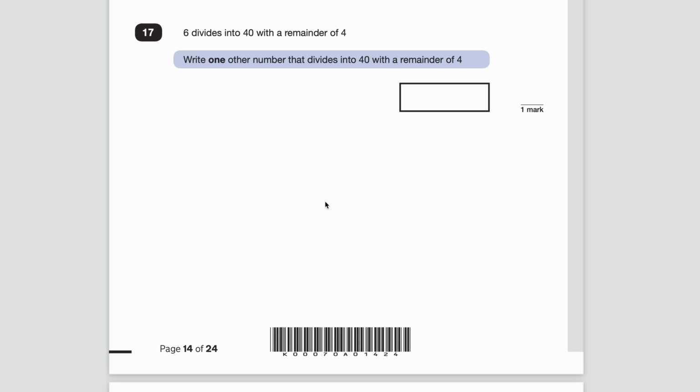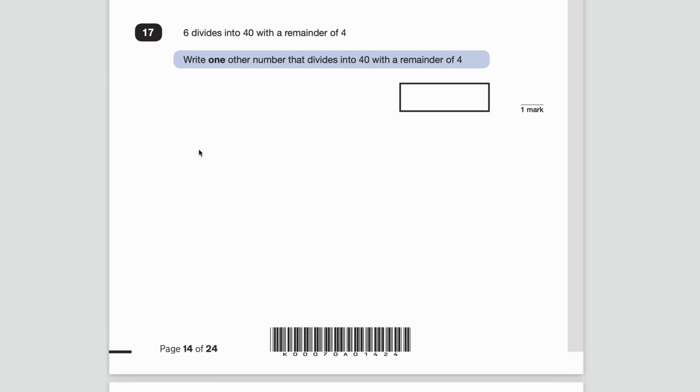Number 17, 6 divides into 40 with a remainder of 4. Write one other number that divides into 40 with a remainder of 4. So working that out, how many 6s go into 40? It's 6. 6 times 6 is 36. What's left? 4. We've got our remainder of 4. So what it's asking for is find another number, just one, that divides into 40 with a remainder of 4.